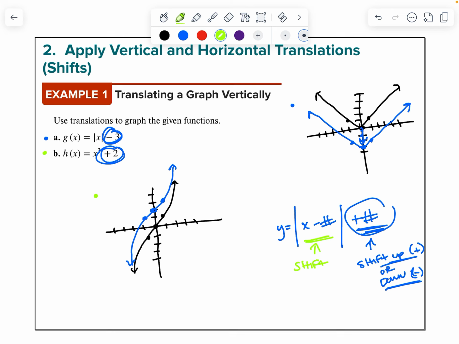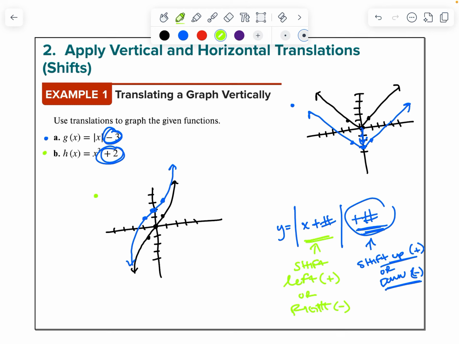Shift left if it's a positive, or right if it's a negative. I'll put a plus sign here so that's not confusing. But if we have x plus a number, that's going to shift it left. If we have x minus a number, that's going to shift it right.